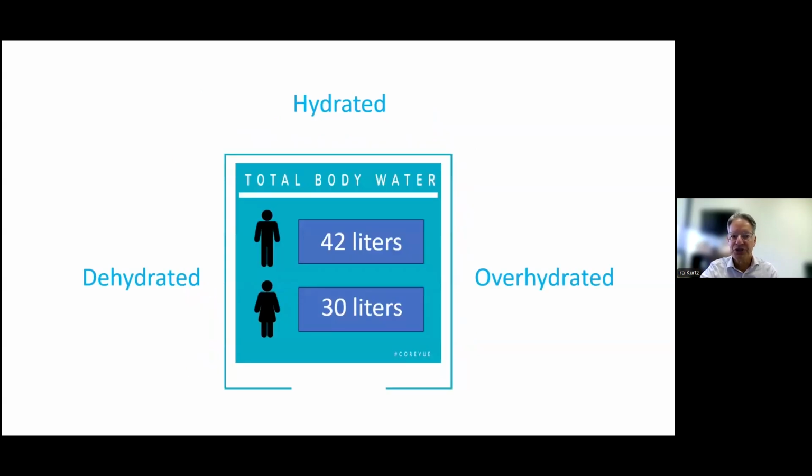Now, you might ask the question, well, that's percentage, but how much water is there in my body? It turns out in a man, there's about 42 liters of water in the body, and in a woman, around 30 liters. And that's a very important point, because this is a different idea than how much you drink and how much is leaving the body.